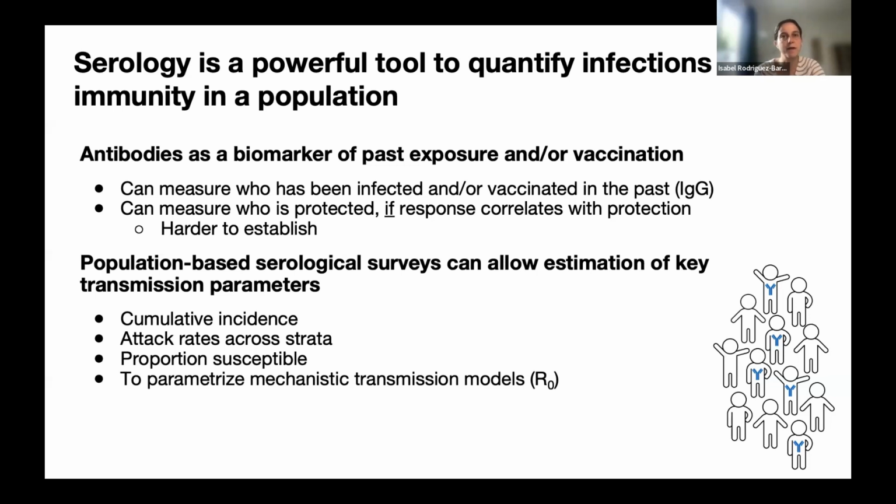And antibodies, and here I'm talking mostly about long-lived antibody responses. So generally what we measure are IgG responses, but it doesn't necessarily need to be that. We can measure who has been infected and/or vaccinated in the past. It can measure who is protected if the responses correlate with protection, which is harder to establish, but is possible. And hence, population-based serological surveys can allow estimation of key transmission parameters and have been considered the gold standard. So you can do a cross-sectional survey and estimate cumulative incidence, estimate attack rates across different strata, proportion susceptible, and parameterize transmission models.